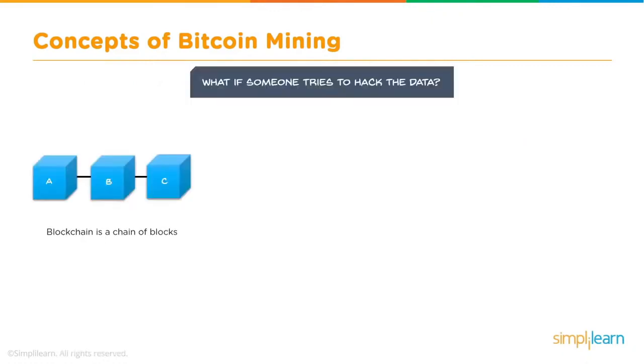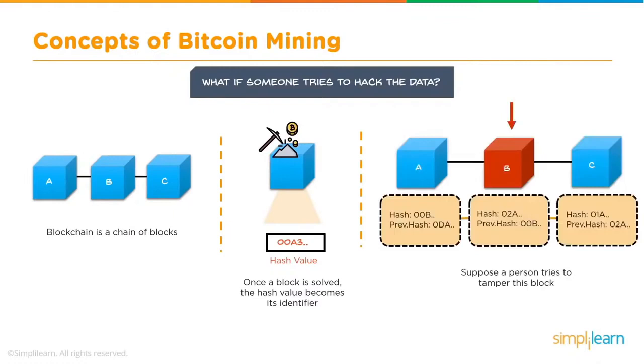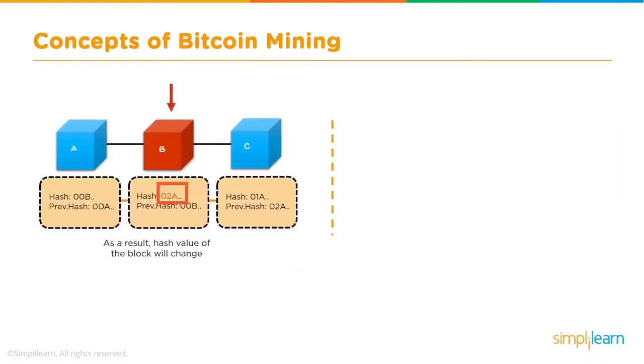Now, what if someone tries to hack the data? So let's see. Blockchain is a chain of blocks, A, B, C. Now, each block has solved a puzzle and generated a hash value of its own, which is its identifier. Suppose a person tries to tamper with block B and tries to change the data aggregated in the block. If the data of the block changes, the hash value, which is the digital signature of the block, will also change. Thereby, it will corrupt the chain which is subsequent to it.